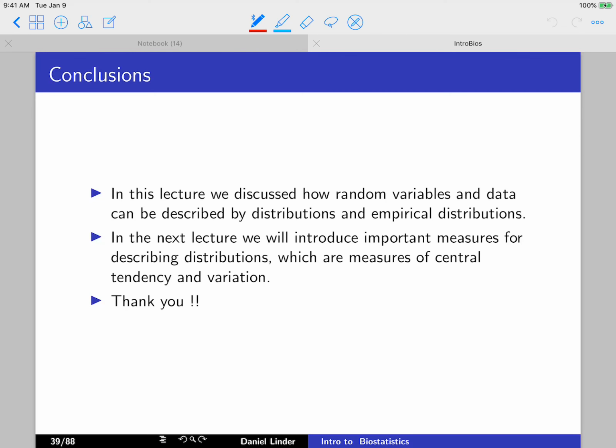So conclusions. In this lecture we discussed how random variables and data are described by distributions and empirical distributions. In the next lecture we're going to introduce important measures for describing distributions. And these are the measures of central tendency and variation.